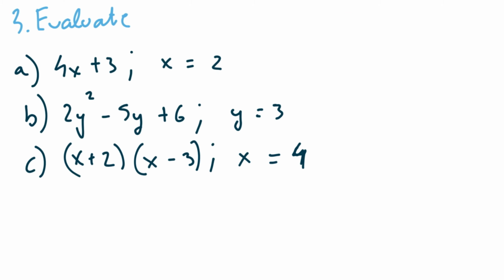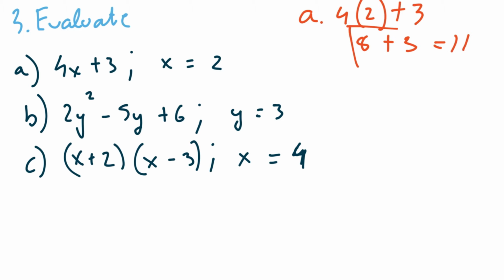Just evaluate, we're given the variable, and you just have to find it. So let's start with A. 4x plus 3. So just have to substitute 2, and they give that 2 is x. So it's 4 times 2 plus 3. So it's 8 plus 3 equals 11. Just going to write the color.